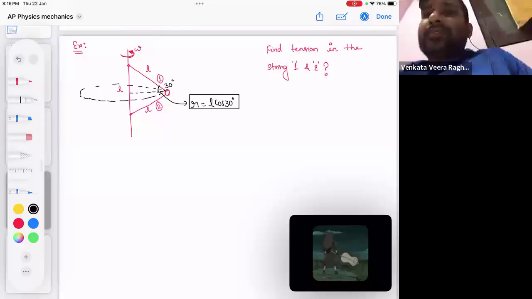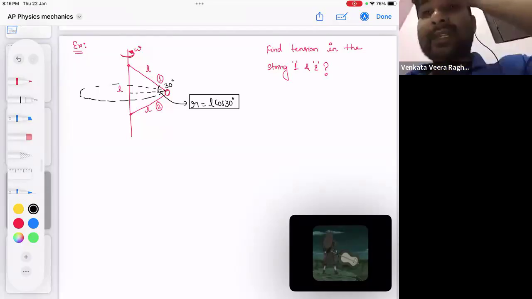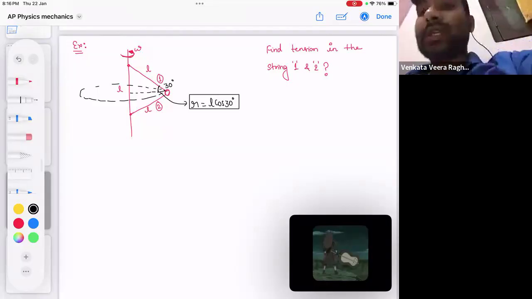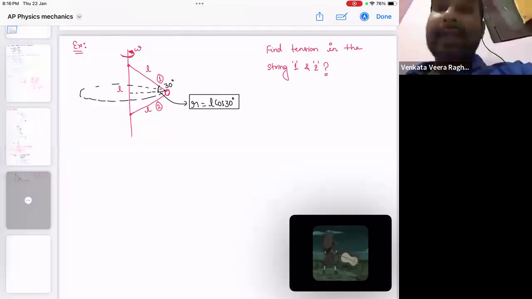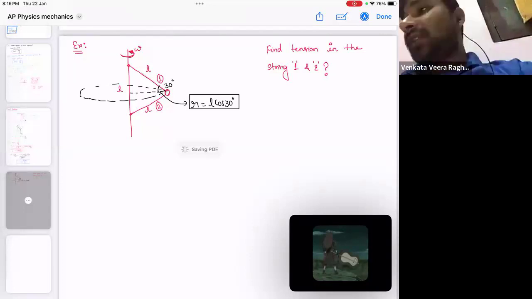Omega is given in the question. Length of the string is L given to us. Both the strings have the same length L. We have to calculate in the question what is the tension in string number 1 and string number 2. Both the strings, what are the tensions we have, that is what we have to calculate in this question. Okay, so please all of you try this one and tell me what the answer is coming.